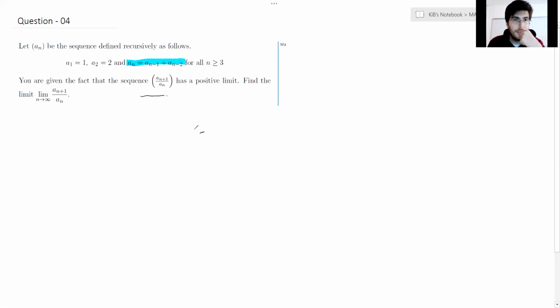Let's see what we have in the question. The assumption is that this thing has a positive limit, and now we need to compute this. Okay, let's see the solution. So what is given? The given information is that the limit of a_{n+1} divided by a_n exists, and let's say it equals L, and it is positive.